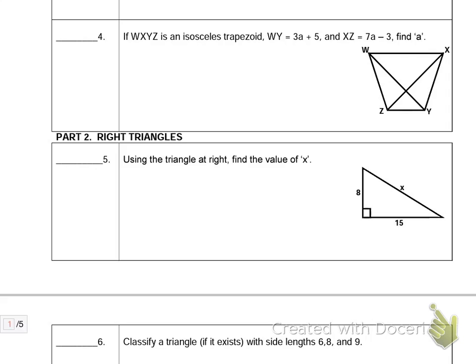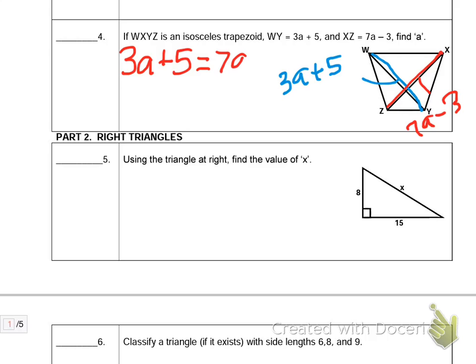If WXYZ is an isosceles trapezoid, WY is 3A plus 5, and XZ is 7A minus 3. Find A. Well, in isosceles trapezoids, our diagonals are equal, so to solve for A, we're going to set these equal to each other. So 3A plus 5 is equal to 7A minus 3. Number 4, well, we're going to solve for A.